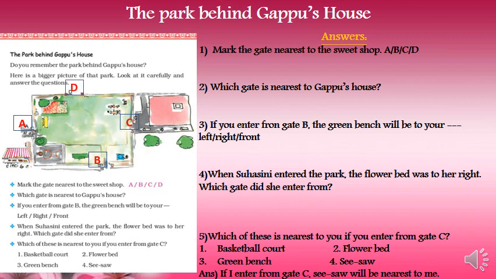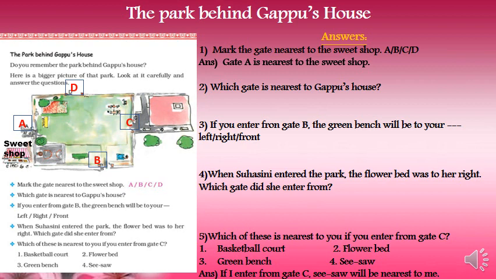Let us see the first question. Mark the gate nearest to the sweet shop. Either A or B or C or D. So, to find that, first we need to locate the sweet shop. Where is the sweet shop? Yes, here is the sweet shop. So, which gate is nearest to the sweet shop? Very good. Gate A is nearest to the sweet shop.